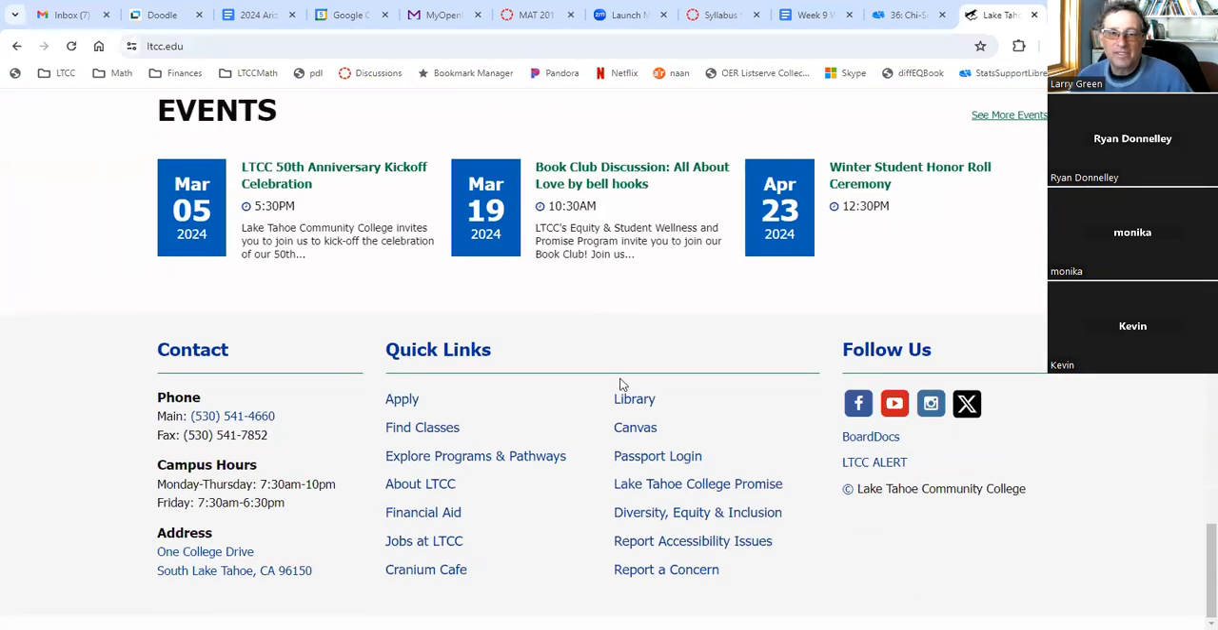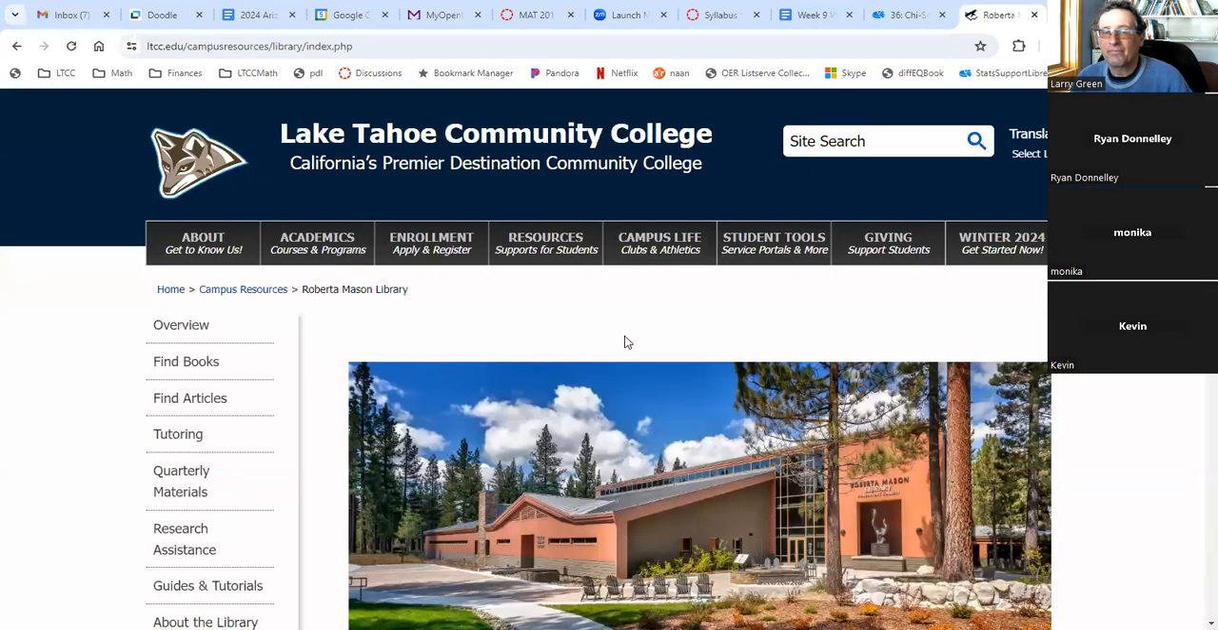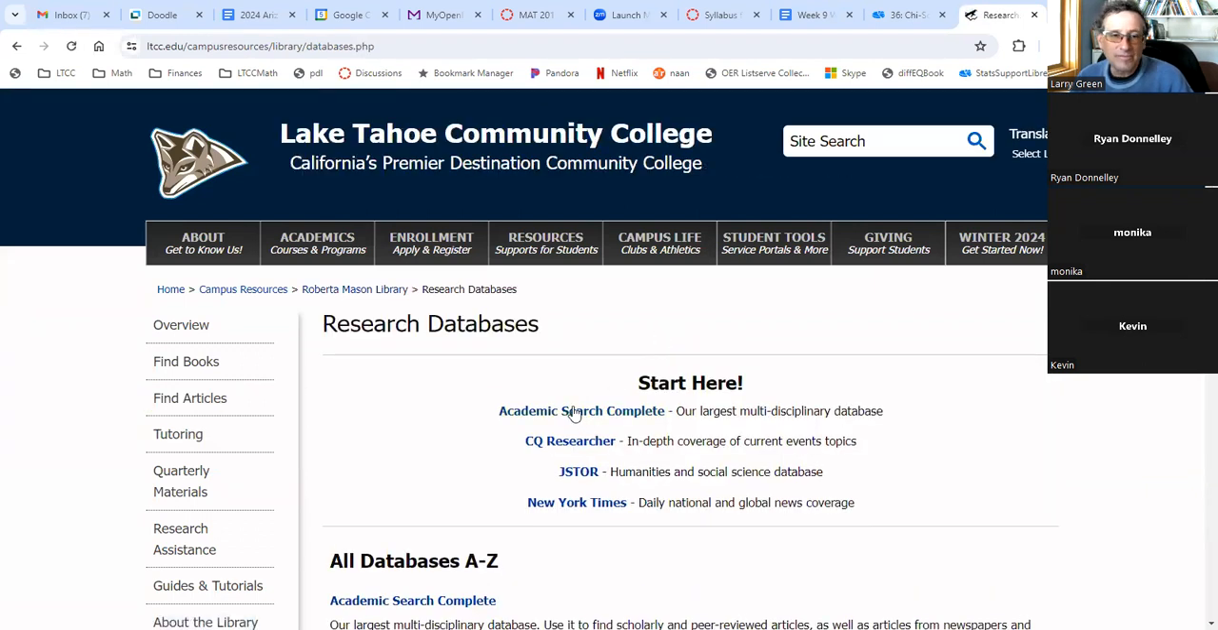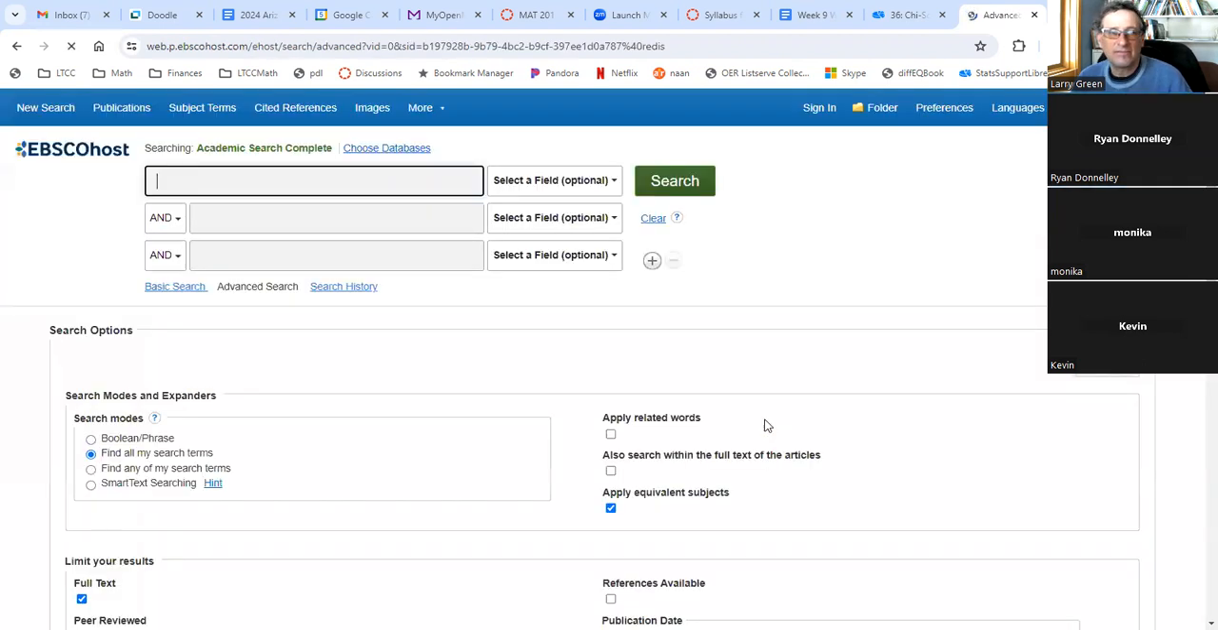Scroll to the bottom, go to library, go to find articles, and then Academic Search Complete. And then type in something you want. Usually within 4 or 5 tries, you're going to find something that uses a chi-square test. And so you're going to post something that uses the chi-square test.